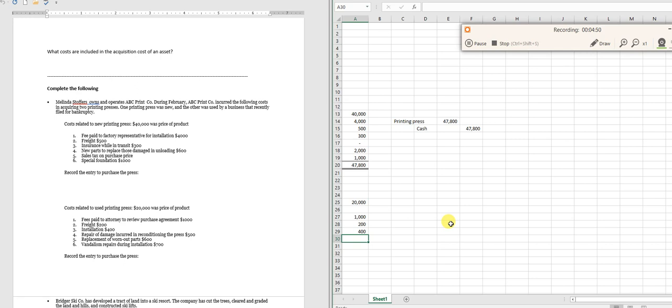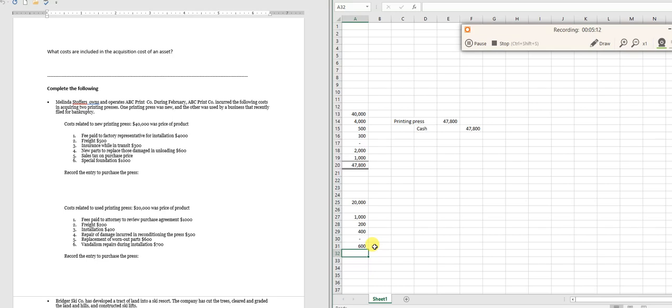I've got repair of damage incurred in reconditioning the press, $500. Again, it's damage done. I wish they had been a little clearer that that item happened after you purchased it. Replacement of worn out parts. I intended to do the replacement before I bought it. It wasn't a mistake, it wasn't damage.